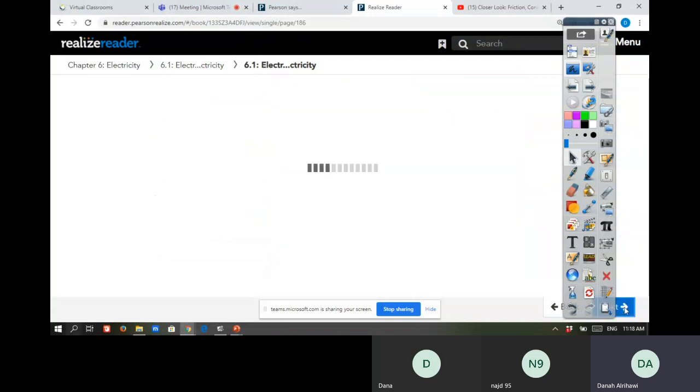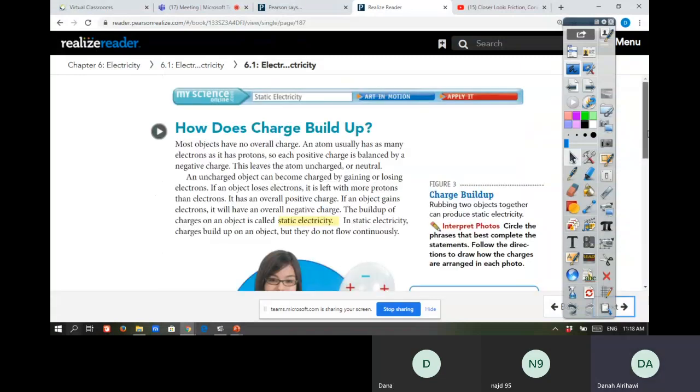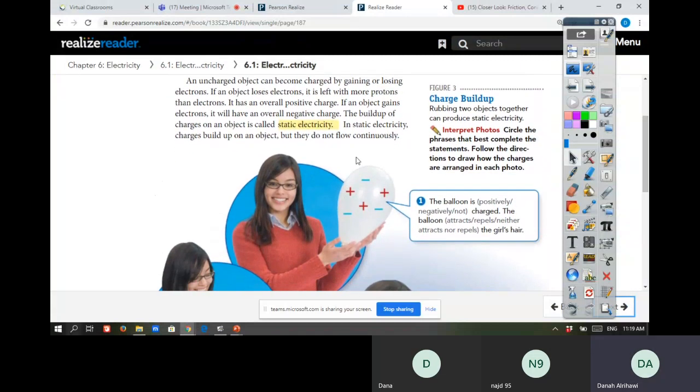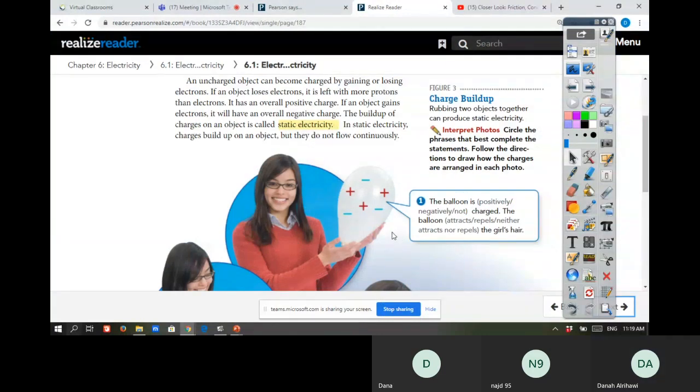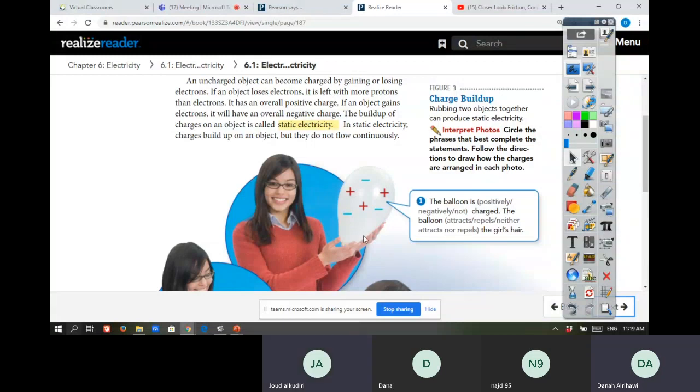Then yesterday we started talking about how to build up a charge. We call it static electricity. Static, stay, is the electric charge that stays on the object. In the normal state, each object has an equal number of positive and negative charges. We call this neutral. But sometimes they build up an electric charge. Some electric charge comes onto these objects. How?